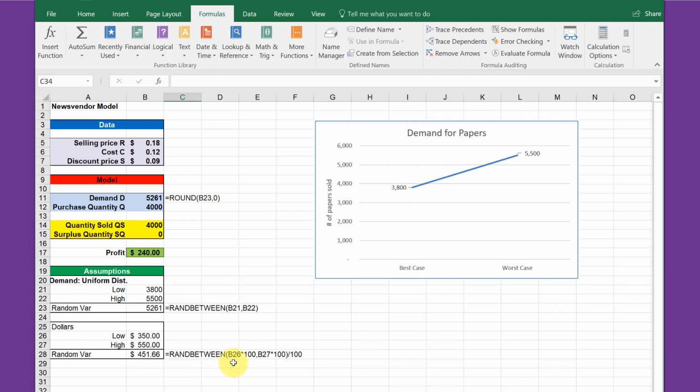So what we do, we multiply the low end by 100 and the high end by 100, and then we divide by 100. So we cancel out, but that gives us our decimal places. If we needed 3 decimal places, we would multiply by 1,000 and then divide by 1,000. So a little trick, but it'll convert the integers you normally get from RANDBETWEEN into the decimals you need for your particular problem.